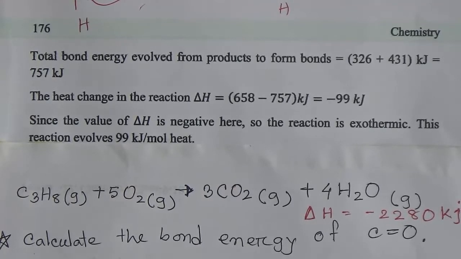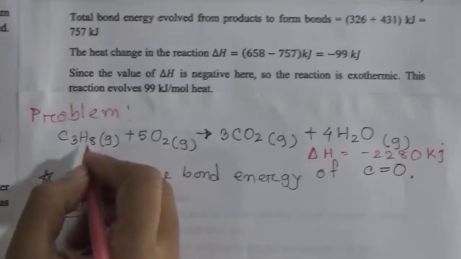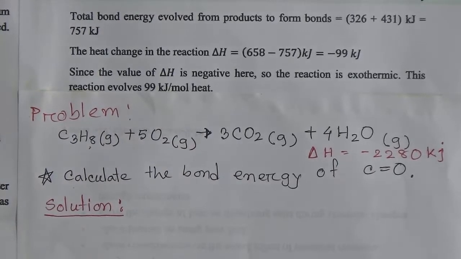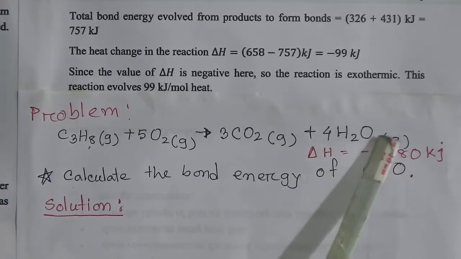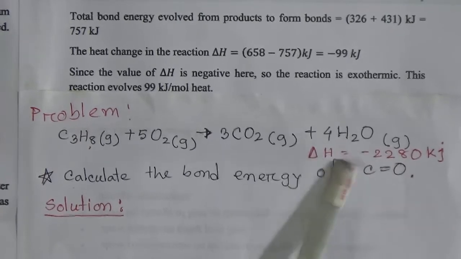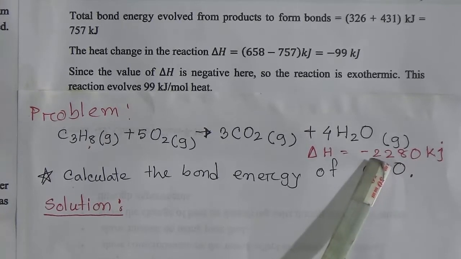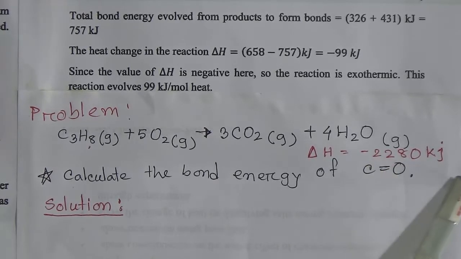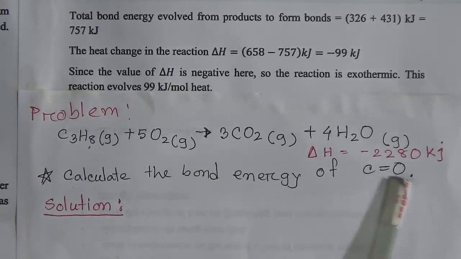Dear students, this is another problem that we will do now. This is propane. Propane reacts with oxygen and it produces 3 moles of carbon dioxide and 4 moles of water, and here they give the del H value, which is negative, del H is minus 2280 kilojoule energy, and we have to calculate the bond energy of carbon-oxygen. Now come to the solution.